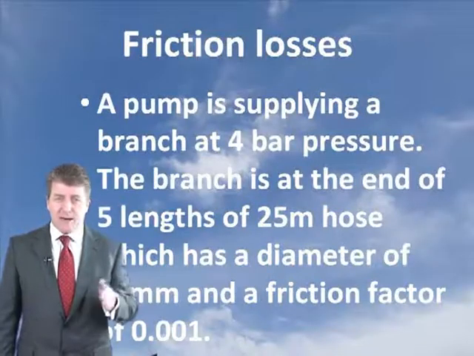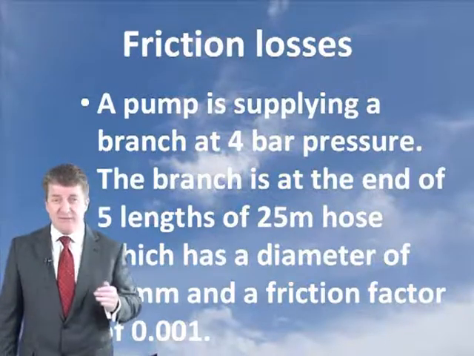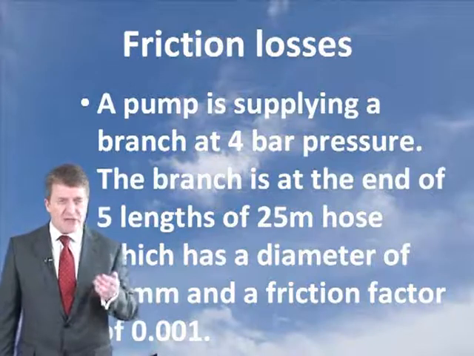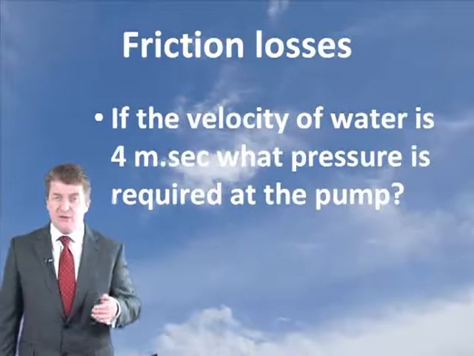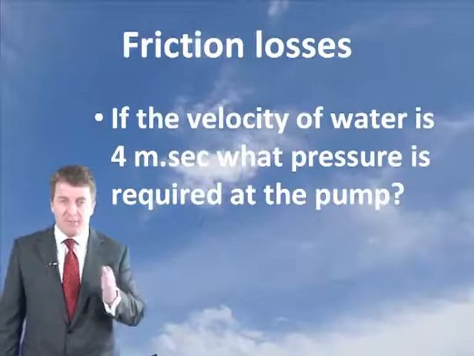Let's do another example. A pump is supplying a branch at 4 bar pressure. The branch is at the end of 5 lengths of 25 metre hose, which has a diameter of 45 millimetres, and it's got a friction factor of 0.001. If the velocity of the water is 4 metres a second, what pressure is required at the pump?